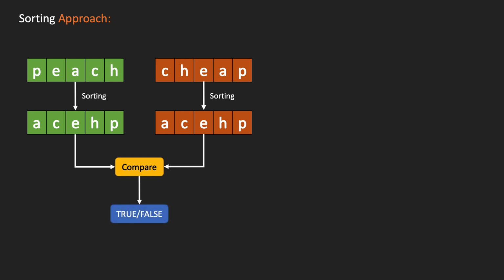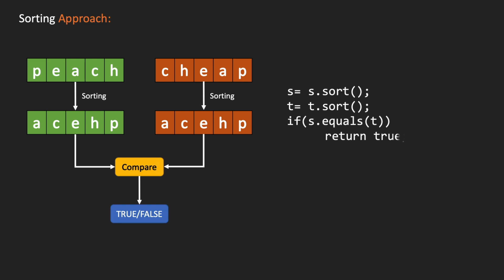Let's look at the algorithm for this. We start by sorting both of the strings and assign them back to the original variable. Now we compare these variables using the equals method. If same, we return true, else we return false. So the approach is simple.